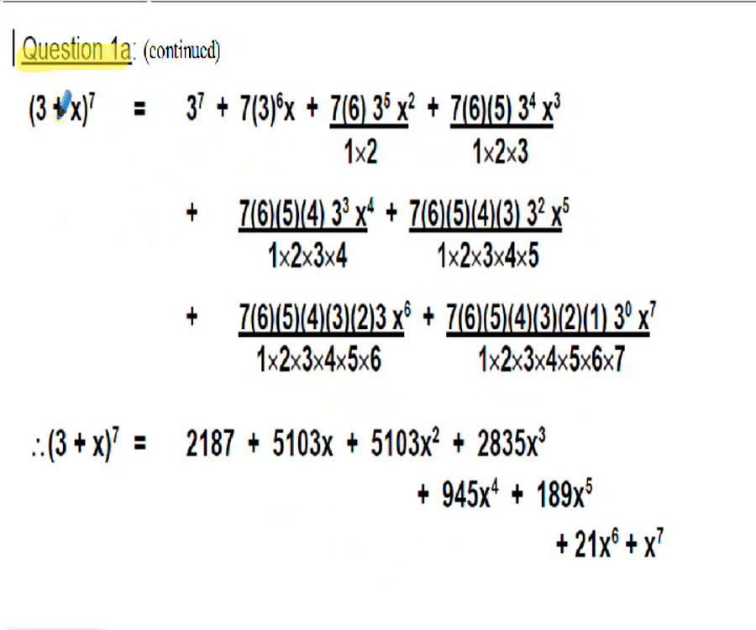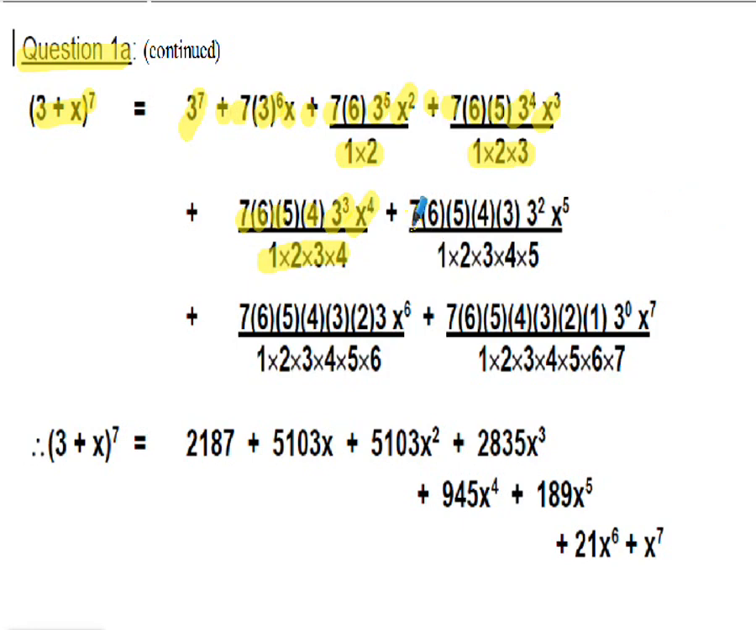Okay, question 1a continued. We've got 3 plus x all raised to the power of 7 here. So my expression now simplifies to 3 to the power of 7 for the first term, plus 7 times 3 to the power of 6 times x to the power of 1, plus 7 times 6, 3 to the power of 5 times x to the power of 2 over factorial 2, 1 times 2, plus 7 times 6 times 5, 3 to the power of 4, x to the power of 3 over factorial 3, plus 7 times 6 times 5 times 4, 3 to the power of 3, x to the power of 4 over factorial 4. And hopefully you can see the pattern that's developing.